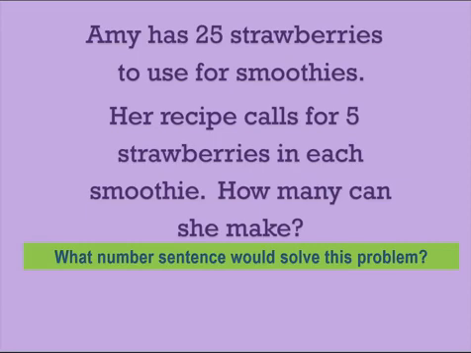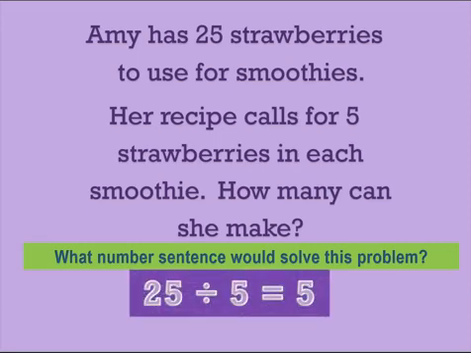All right, write that number sentence in your notebook and then call it out. I'm listening. Awesome, you did it. 25 divided by 5 equals 5. Our dividend was how many strawberries she had in all. Then she divided them into 5s. And then she was able to make 5 smoothies.